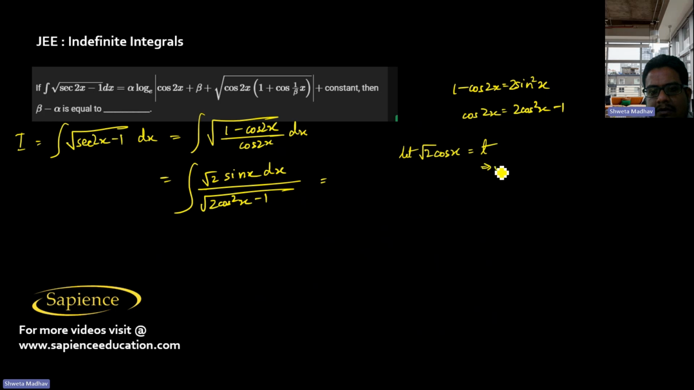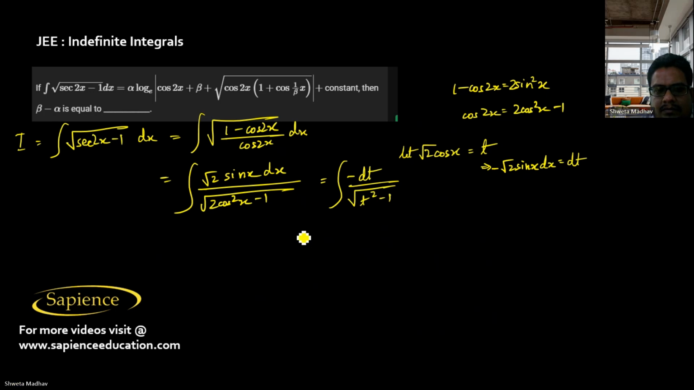Therefore minus root 2 sine x dx is equal to dt. So this will be equal to the integral of minus dt by root over t square minus 1. So now we know the integral of dx by root over x square minus a square is given as x by 2 root over x square minus a square.